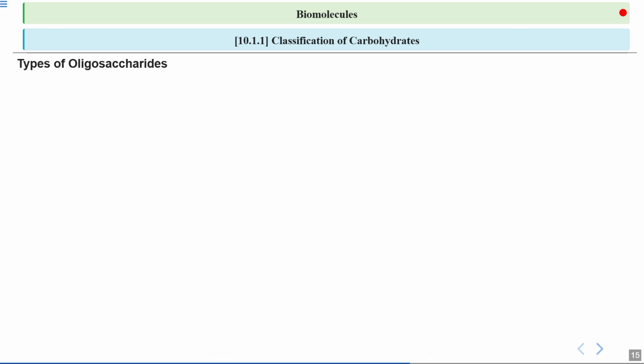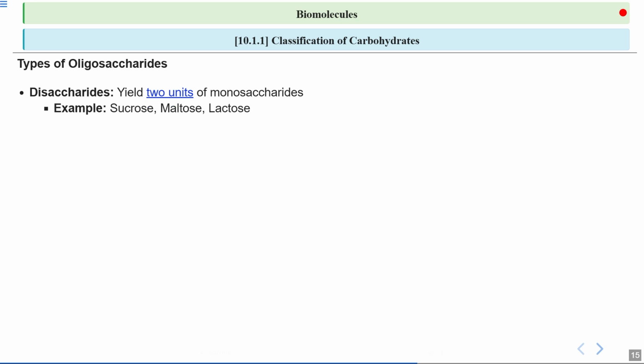Now we will see types of oligosaccharides. Disaccharides are oligosaccharides that, when hydrolyzed, produce exactly two monosaccharide units. Examples are sucrose, maltose, and lactose.